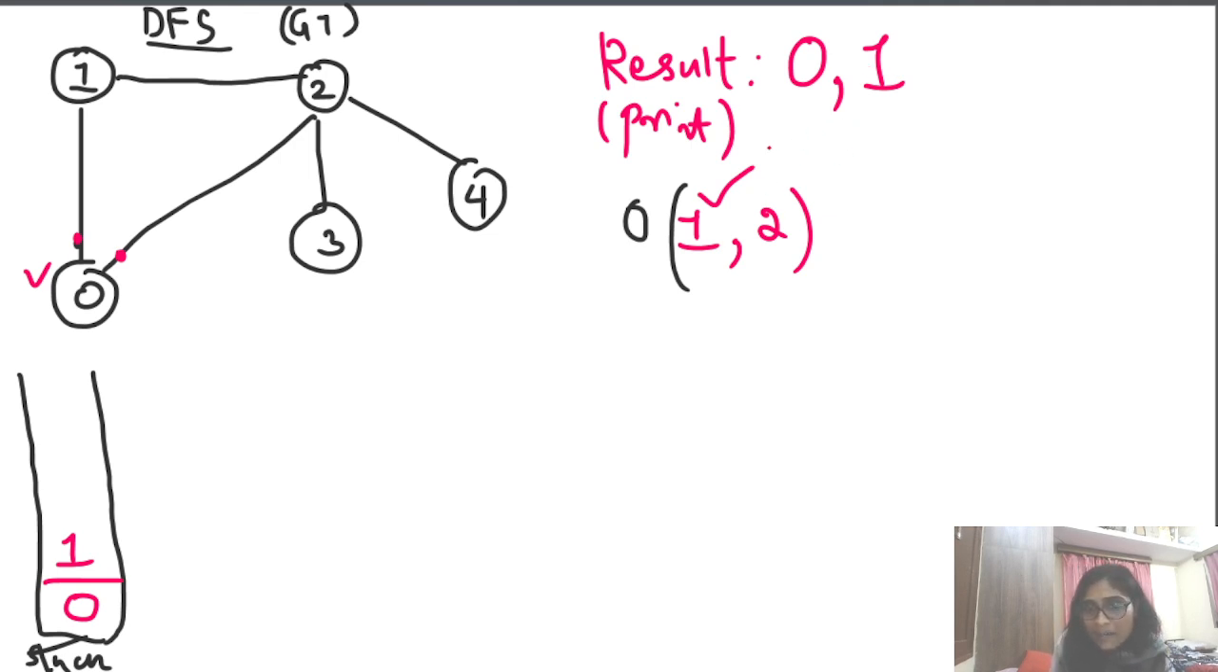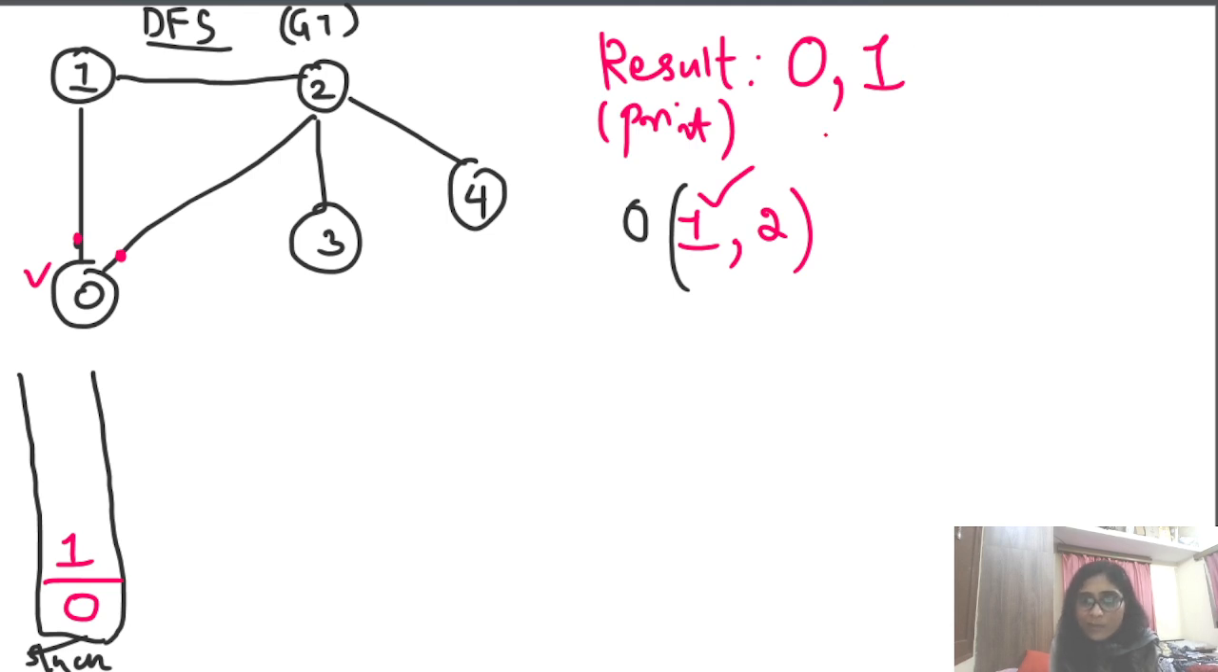What did I do? I decided to explore. The choice is yours. You can explore either 1 or 2, but I am going to explore 1 in detail. So I put a tick over here, I push that 1 onto the stack, and I print it on the output screen as well. So once you put the tick, push that number onto the stack and put it onto the result as well, right?